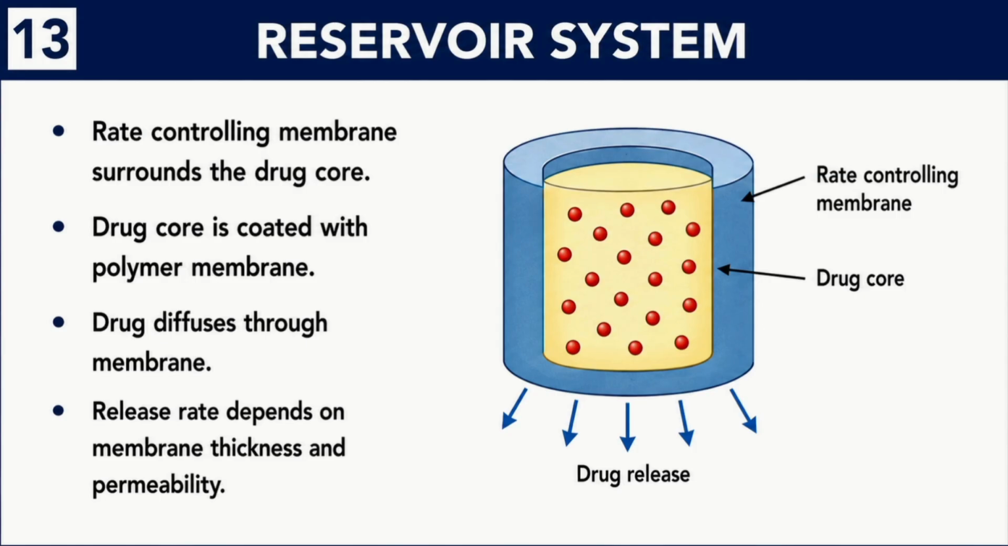So here the drug is present in a core and the core is surrounded by a rate controlling polymer membrane, and the membrane acts as a major barrier to drug transport here. So the drug release may occur by diffusion through this membrane. The advantage is that the membrane characteristics can be carefully manipulated to control the release. However, reservoir systems require greater manufacturing control because defects or damage in the membrane may alter the release behavior here.